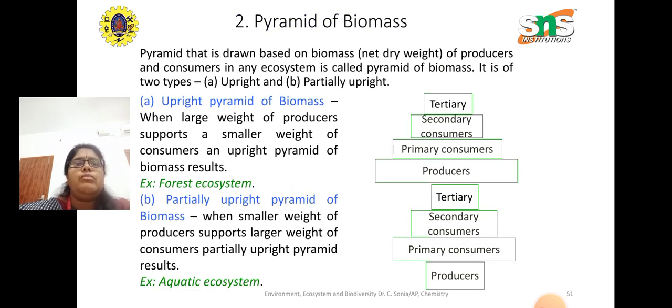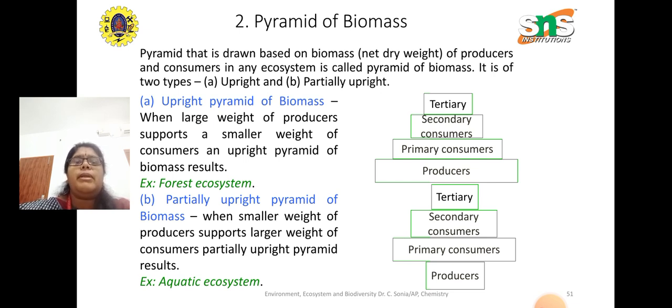Now the pyramid of biomass. It is the pyramid that is drawn based on biomass, the net dry weight. Biomass is nothing but the net dry weight of the producers and consumers in any ecosystem, and it gives the pyramid of biomass. It is of two types, upright and partially upright. In an upright pyramid of biomass, when a large weight of producers supports a smaller weight of the consumers, an upright pyramid of biomass results. Example, this type is found in the forest ecosystem. So you have the producers, the primary consumers, followed by the secondary consumers and tertiary consumers.